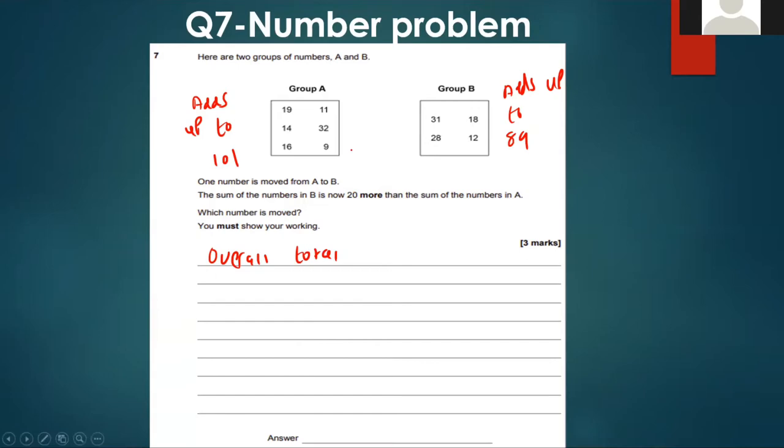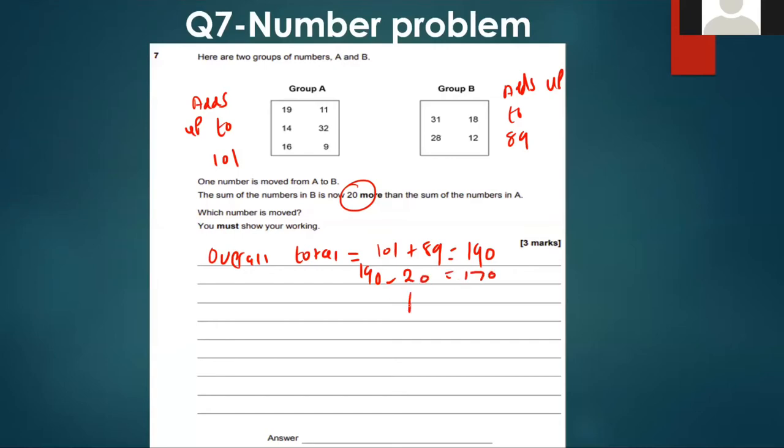So we need to look at a total number to then find the difference. So the overall total is 101 plus 89, which is equal to 190. Okay. So if we now have a look and see what the difference now has to be, now it's got to be 20 more. Well, 190 take away 20 will show you what the new difference has to be. So it has to be 170.